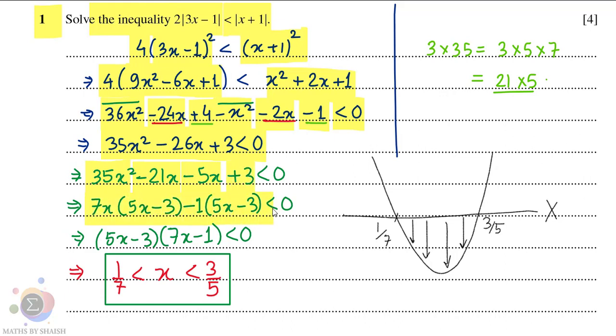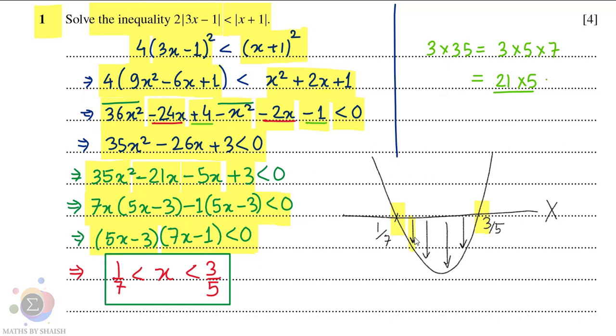So we factorize it. Either we can factorize manually like this, or we can use a calculator, so that we directly get (5x minus 3)(7x minus 1) is less than 0. So from here we can see the roots. If it is equal to 0, the roots would be 1 by 7 and 3 by 5. Of course 1 by 7 is less than 3 by 5, so it would be here, and 3 by 5 would be here. Now it is less than 0.